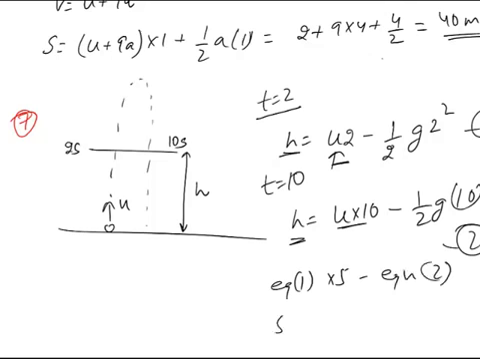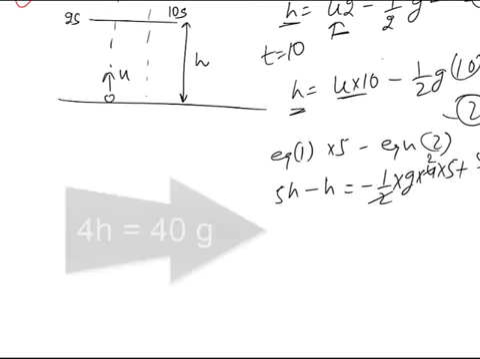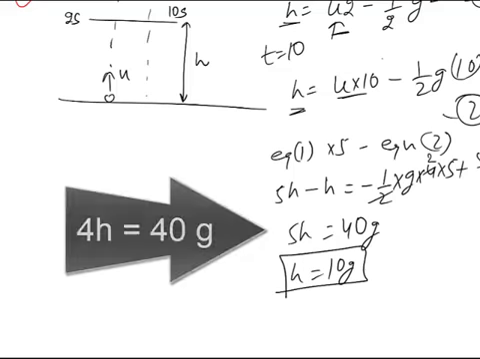So this becomes 5h minus h equals 10u cancelled, minus half into g into 4 into 5 plus 50g. So this comes out to be minus 10g plus 50g, so 40g. So 5h equals 40g and h comes out to be 10g. So D is the correct option.